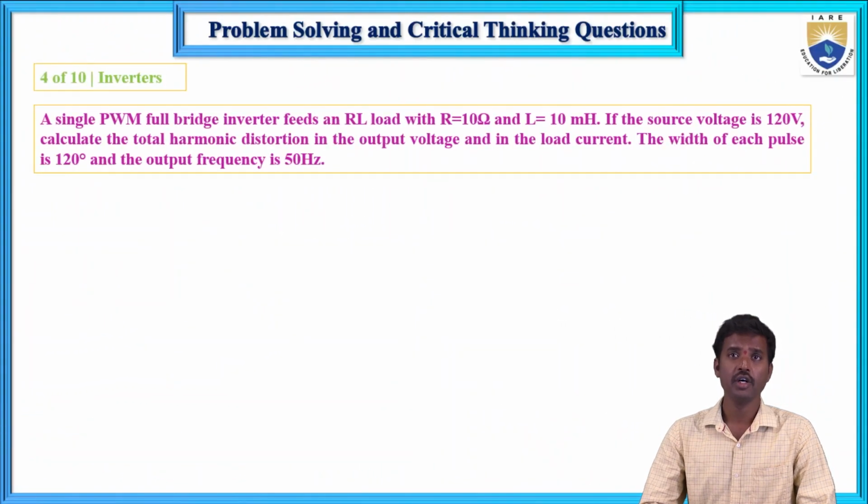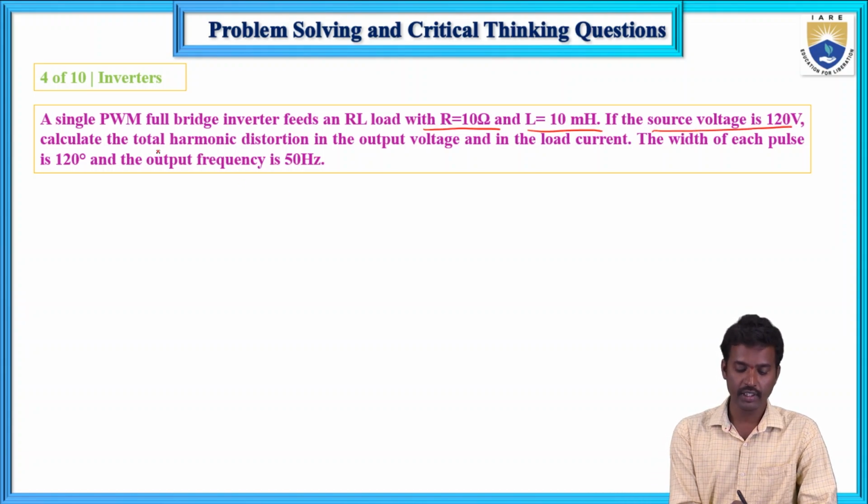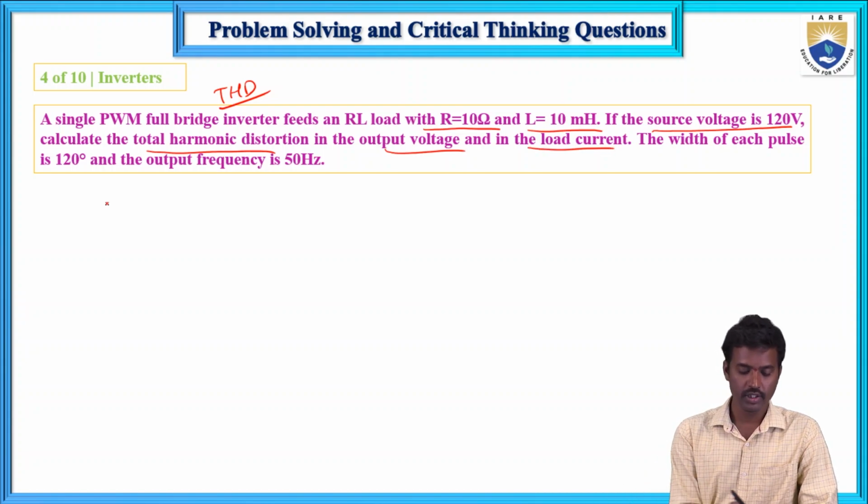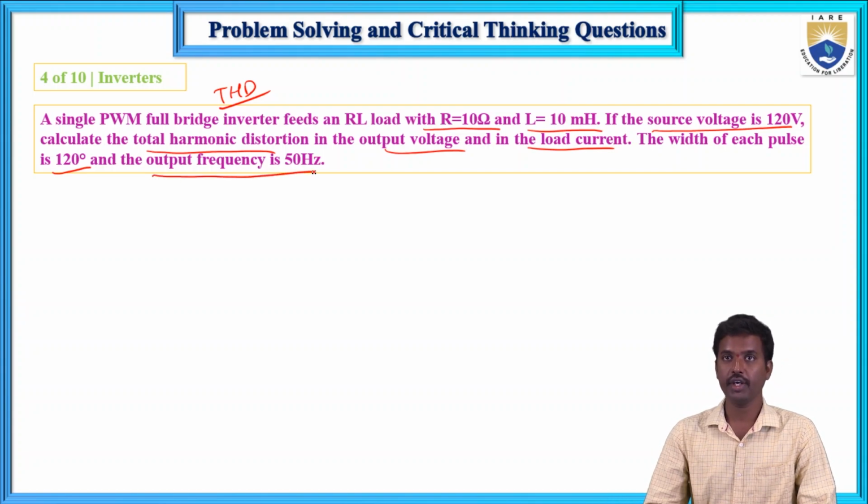And next, a single phase pulse width modulation full bridge inverter feeds an RL load of 10 ohms, and the L value is 10 millihenries. If the source voltage is 120 volts, calculate the total harmonic distortion, THD, in the output voltage and in the load current. The width of each pulse is 120 degrees and the output frequency is 50 Hz.